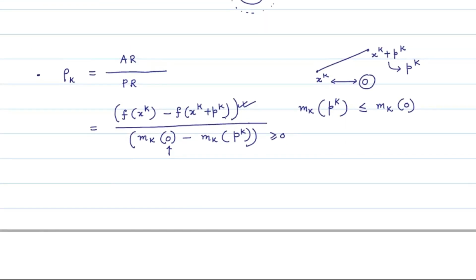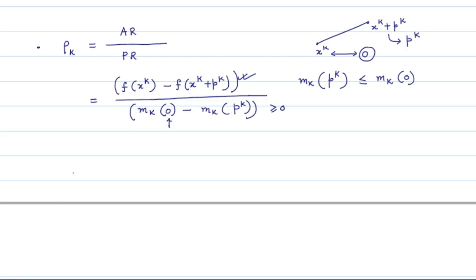Now notice that when this ρk value is almost equal to 1, the actual reduction is almost equal to the predicted reduction, and therefore we can think that the model mk is acting as a good approximation of the objective function. If however the ρk value is very close to 0 or even negative, then we are very upset, because the model function is not a good model to approximate the objective function in the neighborhood of the point xk.